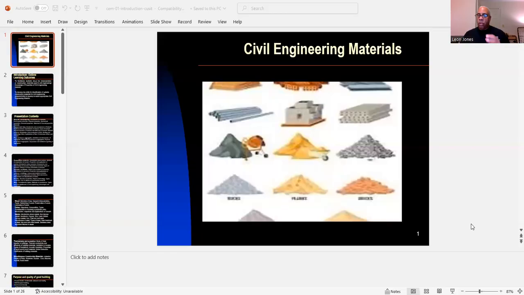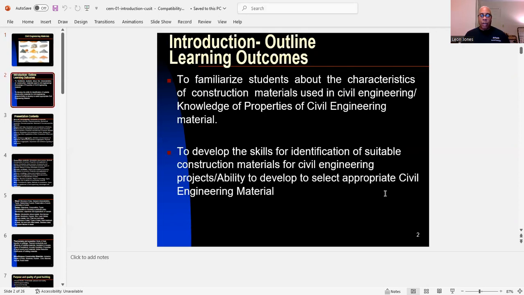Well, I am basically talking about materials that you're going to see in construction. And I'm going to share my screen and get right to it, because when it comes to construction materials or civil engineering materials, there are 2 properties that you must understand. They're your physical properties and your mechanical properties. So I'm going to lay it out right now.